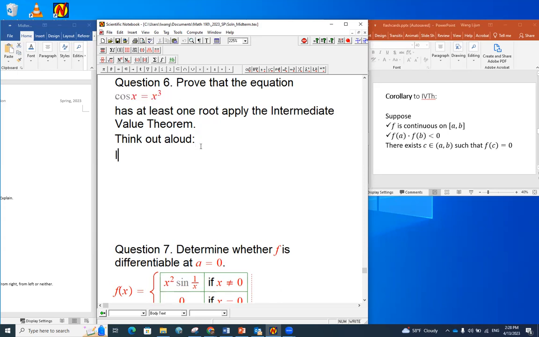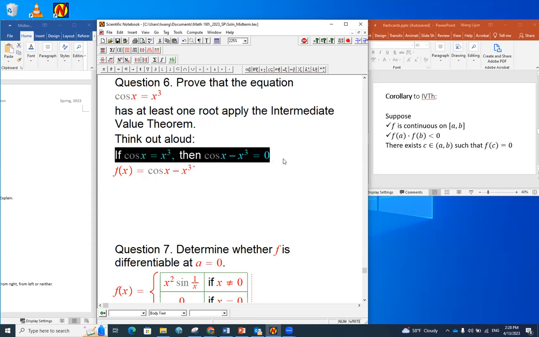If this is true, then cosine x, in any order you want, cosine x minus x raised to the power 3 is 0. So the function we're going to create is cosine x minus x raised to the power 3. We talk about the difference.